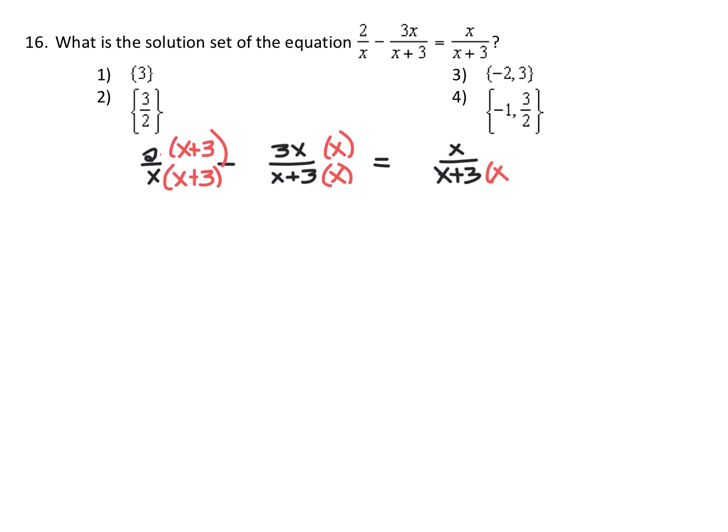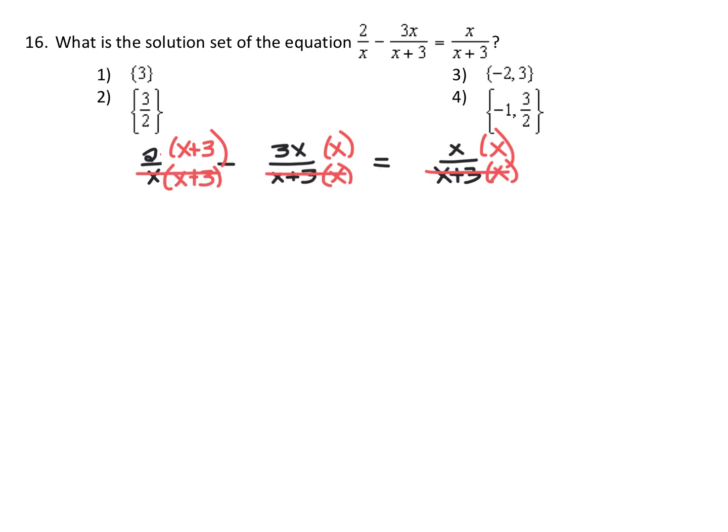Okay, so now if we look, whatever we put on the bottom, we have to put on the top. Now if we look, all of our denominators have an x and an x plus 3. X plus 3, x plus 3. So once they're the same, we could just take them and cross them right off. And we are going to solve what we're left with here in the numerator.